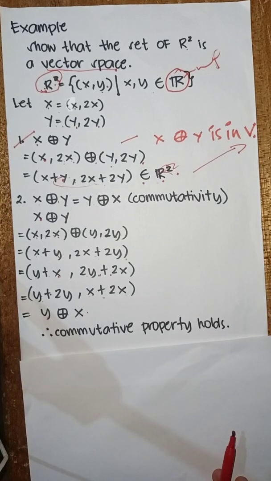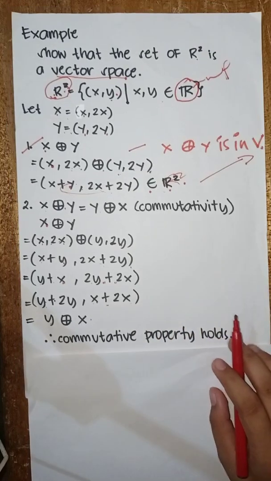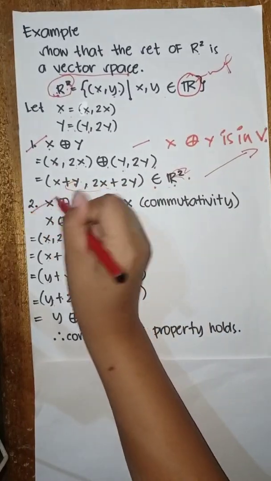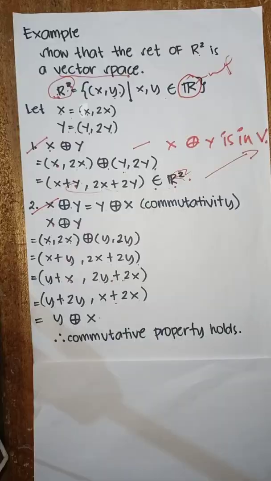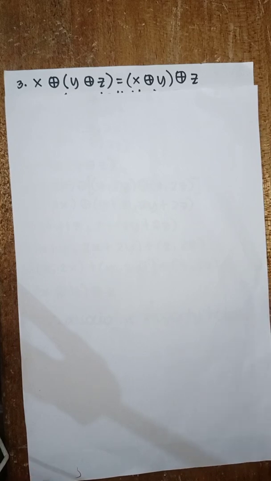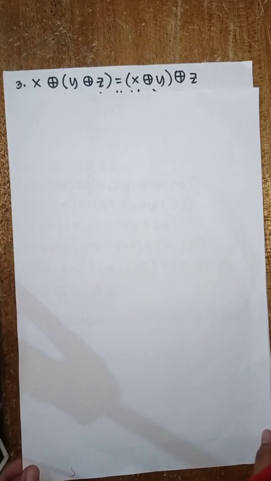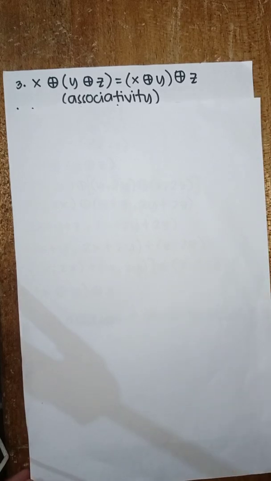We can now conclude that commutative property holds for this second axiom. It is also satisfied. Now, let's move on to the third axiom. So, for the third axiom, we have x plus the quantity of y plus z is equals to the quantity of x plus y plus z. For this axiom, we need 3 vectors. So, it's about associativity.